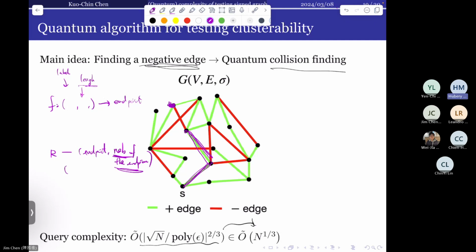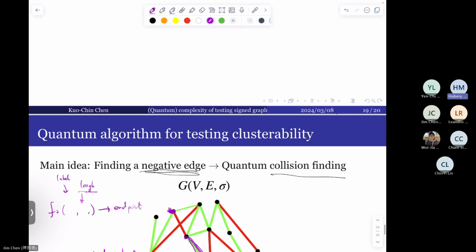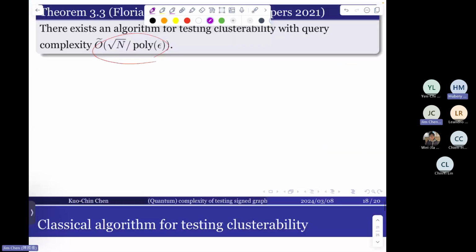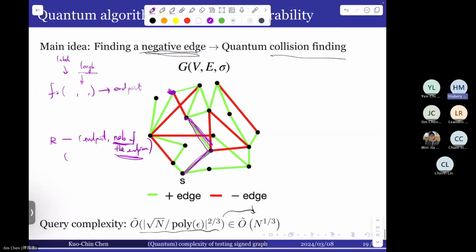But in your collision algorithm, actually you're finding x and x prime. So basically you are finding two walks, right? Yeah. But which do you do first? You find two walks if they satisfy a certain relation, or you find the relation first?